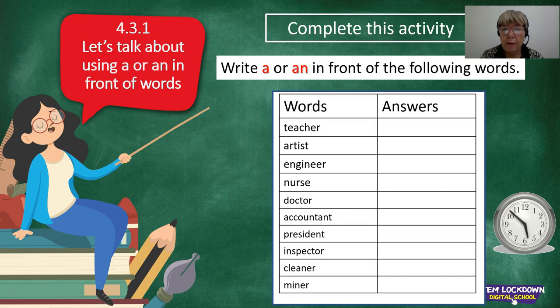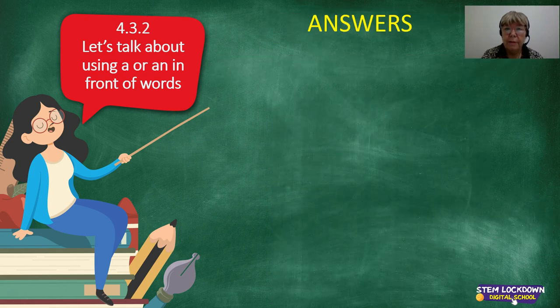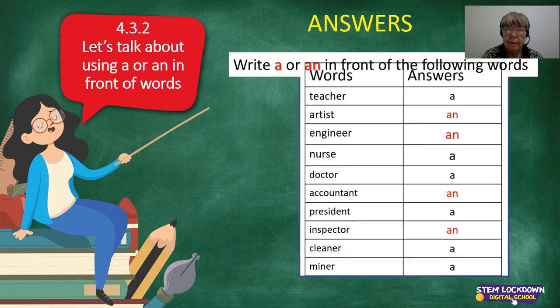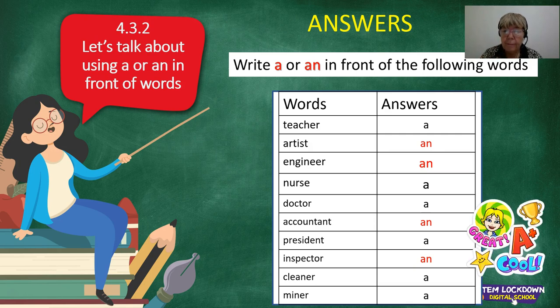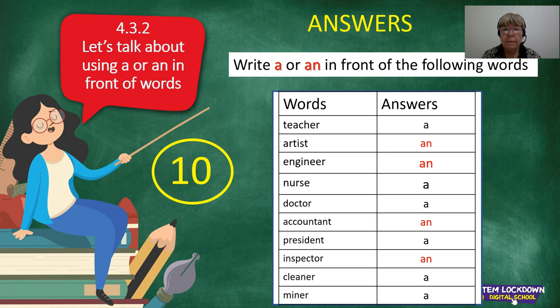Right, are you ready to mark them? Good. Here are the answers. Just tick all the ones that you got correct in the second column. A teacher, an artist, an engineer, a nurse, a doctor, an accountant, a president, an inspector, a cleaner, and a miner. Count them up out of 10 and give yourself a mark. You got that done? Good.